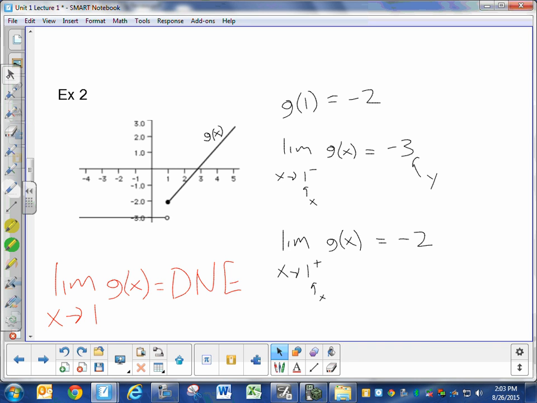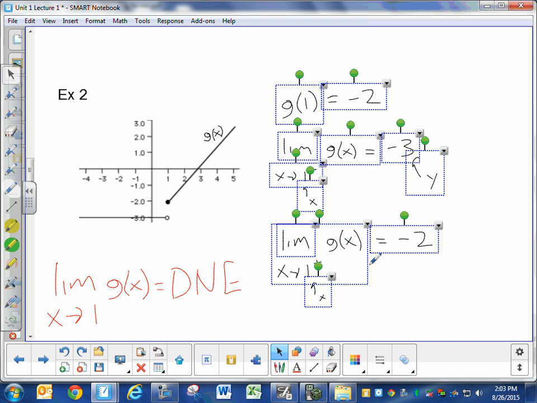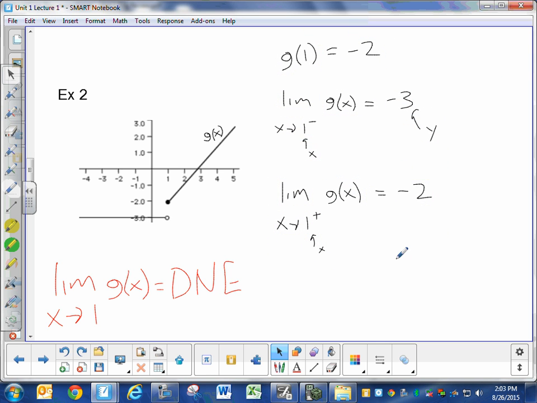The function value exists, the left-hand limit exists, the right-hand limit exists, but the limit in general does not exist.